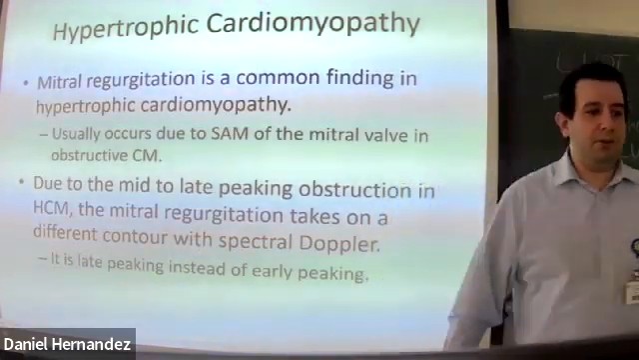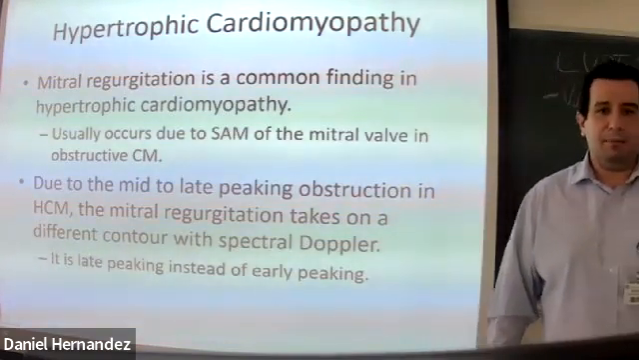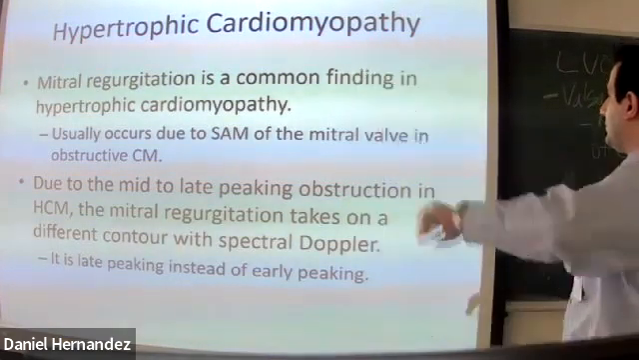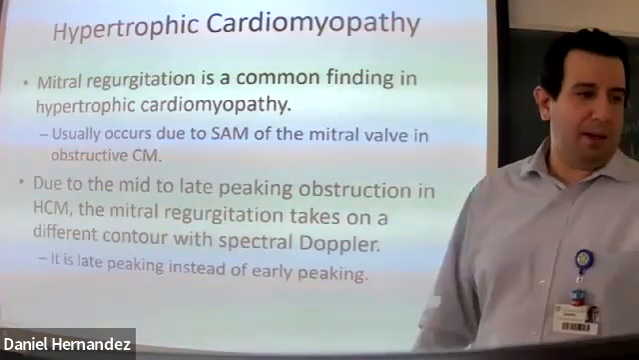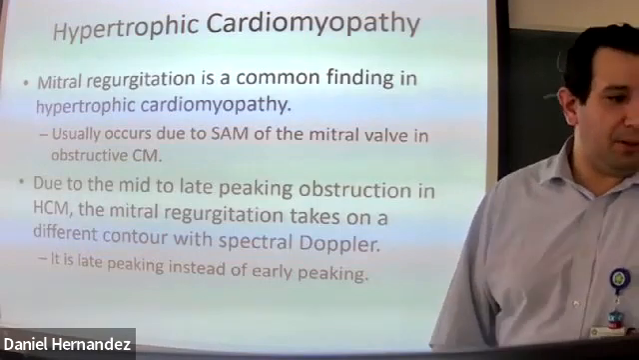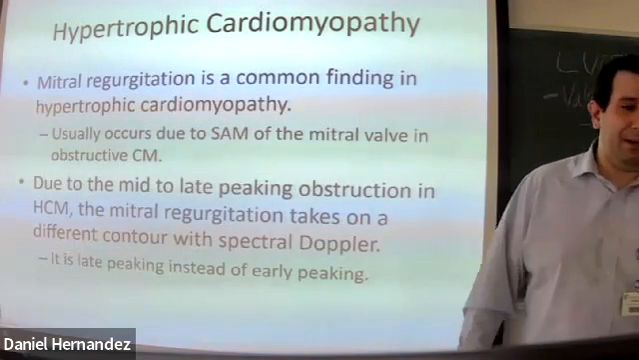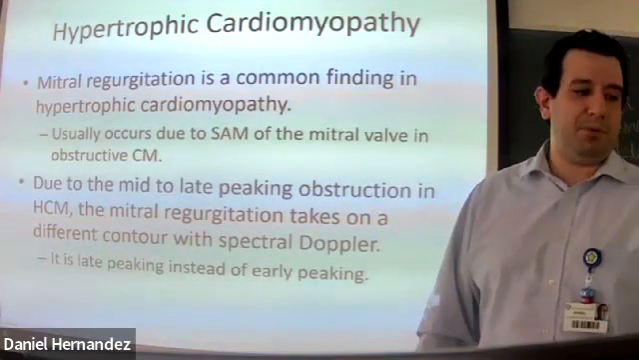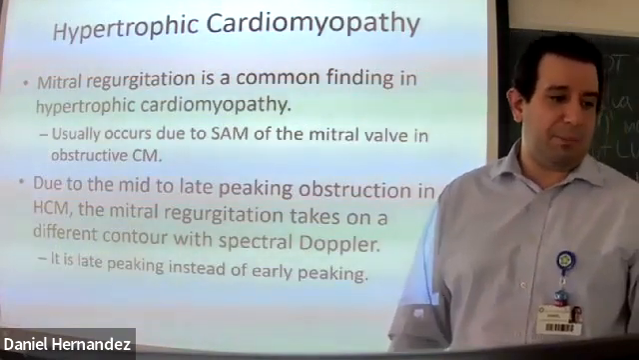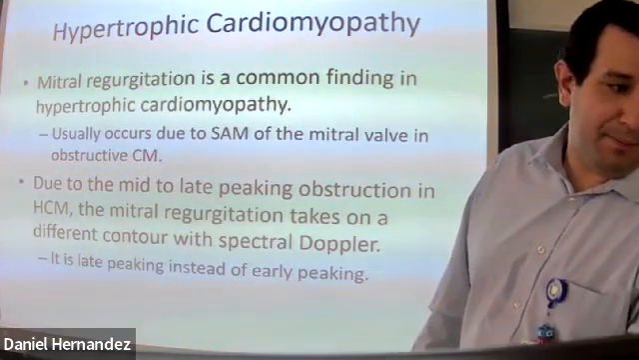Again, mitral regurg is also going to be a common finding with hypertrophic cardiomyopathy, and this is a result of that systolic anterior motion of the mitral valve leaflet that we see with patients that have obstructive hypertrophic cardiomyopathy. Due to that mid to late peaking obstruction in hypertrophic cardiomyopathy, mitral regurg takes on a different contour with spectral Doppler. Instead of early peaking, it's late peaking.